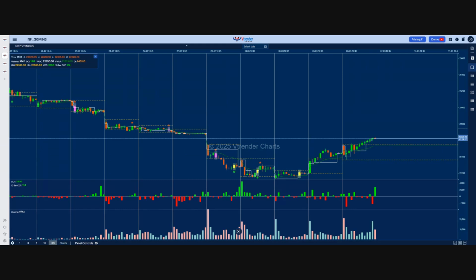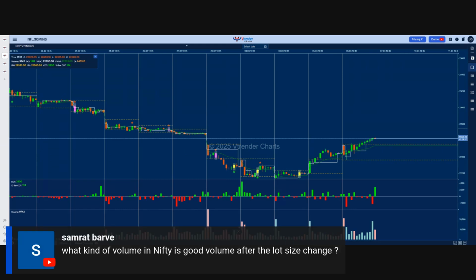I just mentioned the average volume for the first 15 minutes, which is 10,000 contracts in Nifty futures. For the initial balance, we are looking at 27,000 contracts. And overall, for the day's volumes, 92,000 contracts is the average volume.